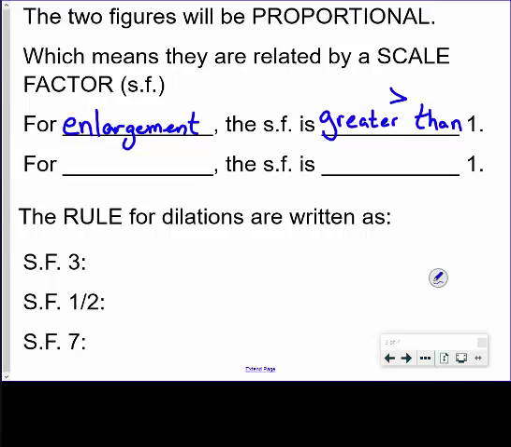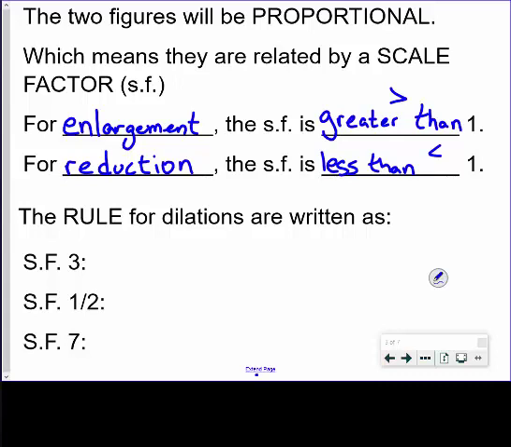So what if the scale factor is less than 1? It's a reduction. It's going to get smaller. So greater than 1 enlargement, less than 1 reduction. What if it's exactly 1? That's not up there. Similar. Something like that. What happens when you multiply by 1? It stays the same. If your scale factor is 1, it doesn't change anything, because when you multiply by 1, it's the same.